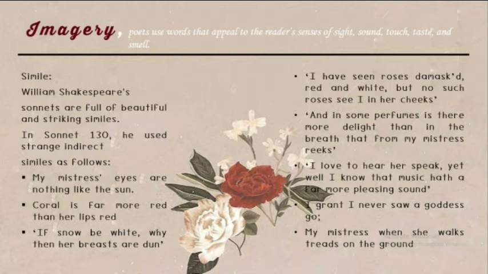4. For I have seen roses damasked, red and white, but no such roses see I in her cheeks. Here, the poet compared cheeks with roses, but he cannot see roses in his mistress' cheeks. 5. And in some perfumes is there more delight than in the breath that from my mistress reeks. This line perceives things with smell.